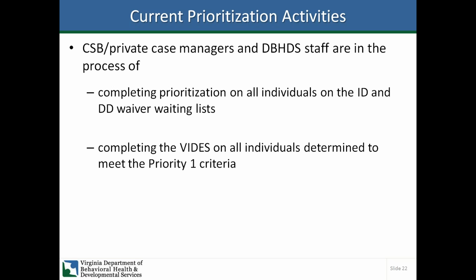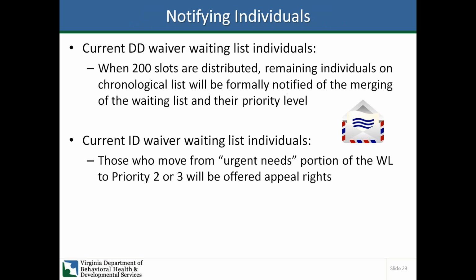DBHDS staff are actively involved in offering assistance wherever requested in order to get these things accomplished. We will be notifying individuals on the current DD waiver waiting list about the 200 slots that were funded for those current DD waiver waiting list folks by the General Assembly this past session. So as those slots are distributed, the remaining individuals on the DD waiver chronological list will be formally notified of the merging of the waiting list in their priority level.